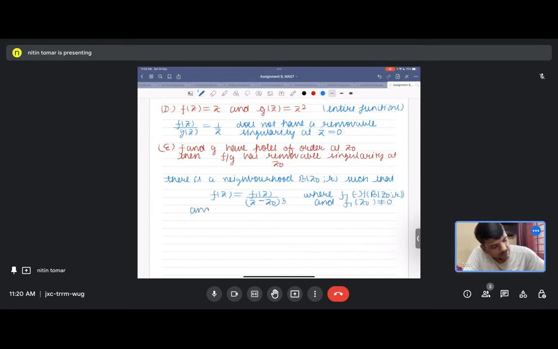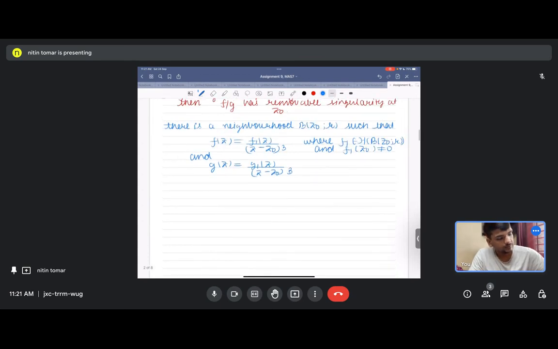And similarly, the same thing you can say for g(z). g(z) can also be written as g1(z) times (z minus z naught) cube, where again this g1 is holomorphic in this disk, and g1 of z naught is not 0.